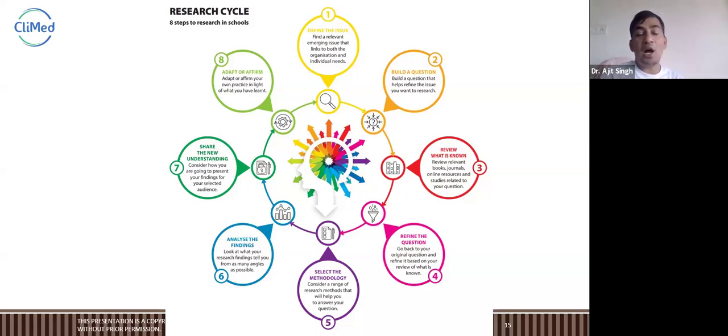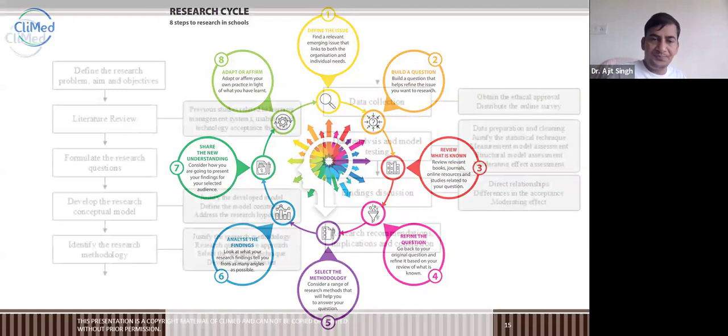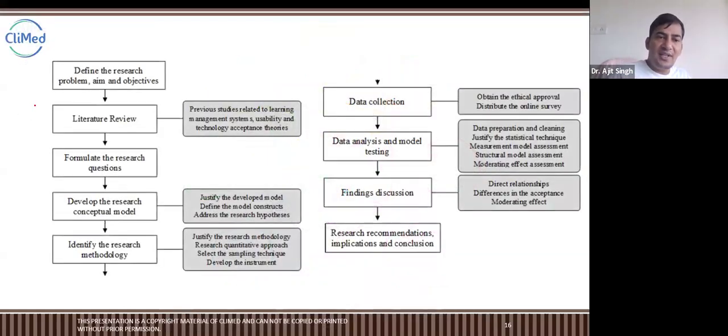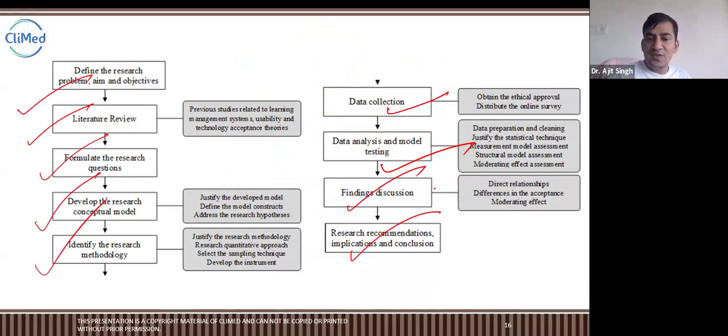So that's how industry clinical trials are conducted, right? This research cycle is an outline. You should understand what exactly and how exactly it works. If you're studying clinical research, you will get all these things in the courses. So see here, the same thing: defining the problem, literature review, formulating the question, developing the conceptual framework, research methodology, data collection, analysis, findings and discussions, research publication.